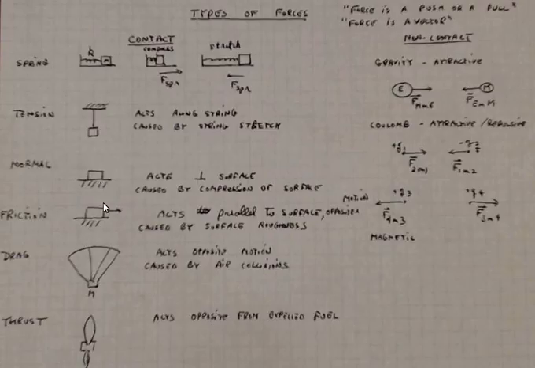Now it turns out there are two forces that a surface can exert on another body. One of them is the normal force, perpendicular to the surface. The other one is friction, which is parallel to the surface and in such a direction as to oppose the motion for the most part. We'll talk about this in more detail later.